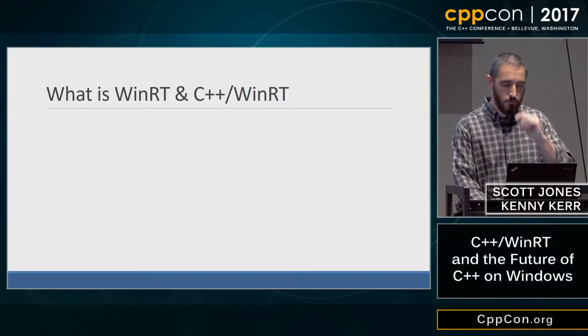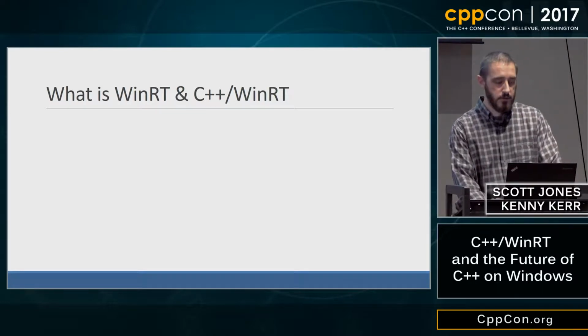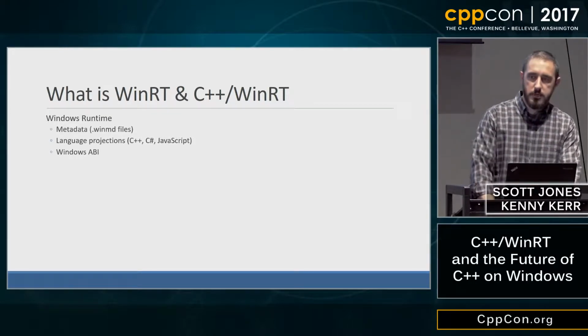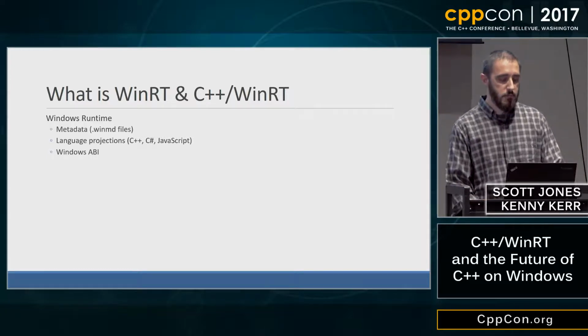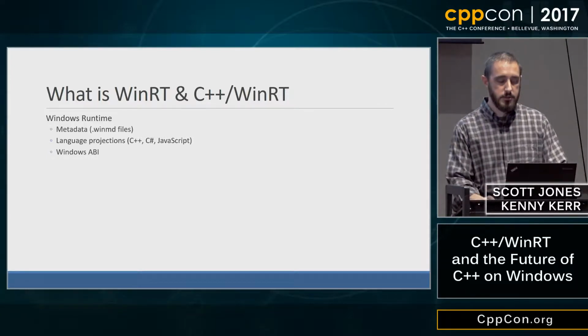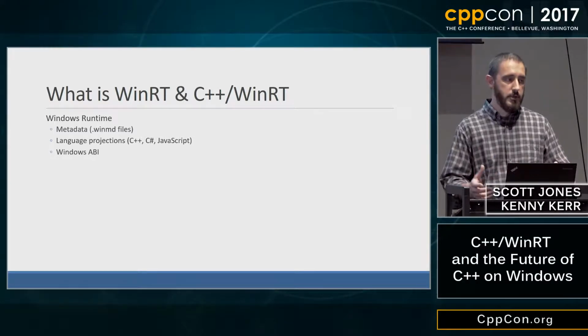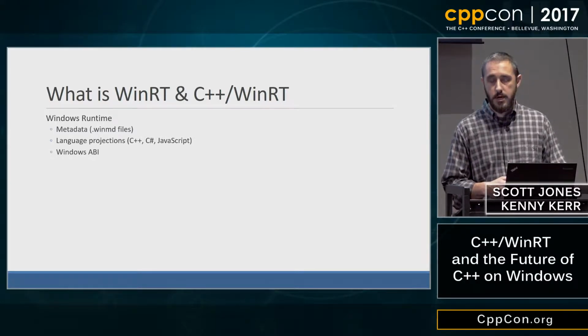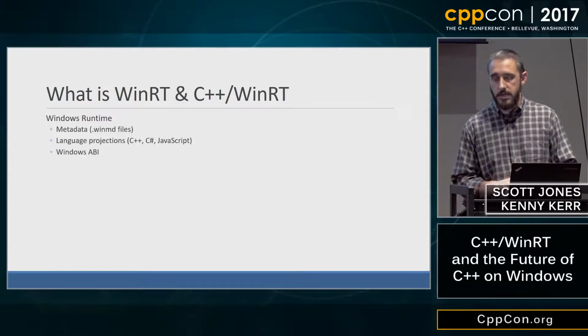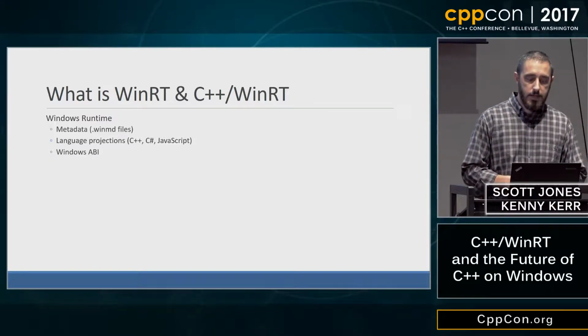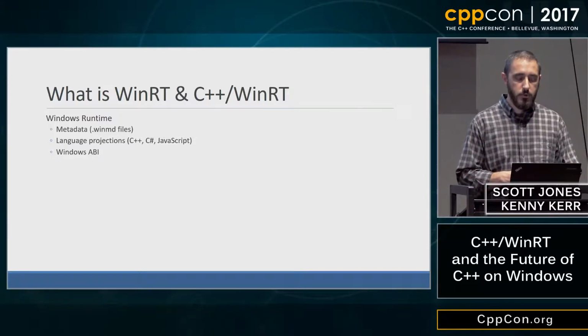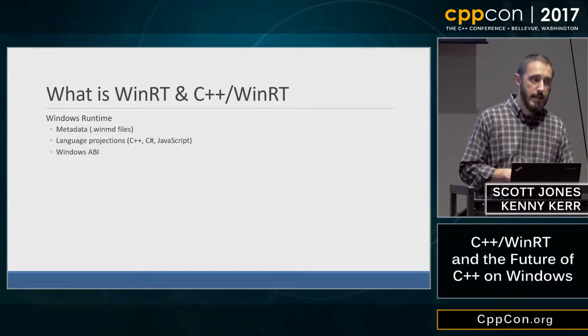So what is WinRT and C++ WinRT? If you haven't been following along, the Windows runtime is made up of three pillars: metadata, language projections, and the Windows ABI. The metadata is essentially the compile time information. What does the Windows API look like? What are the classes and methods and so on? And language projections are the way that we project that into a specific language in a language-specific way.